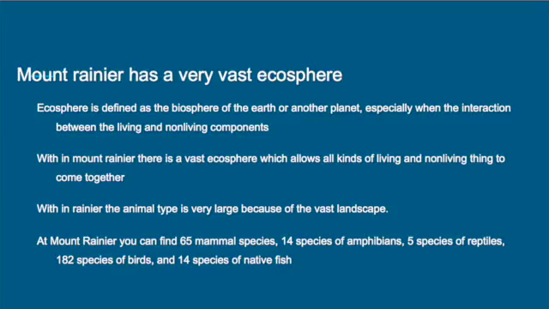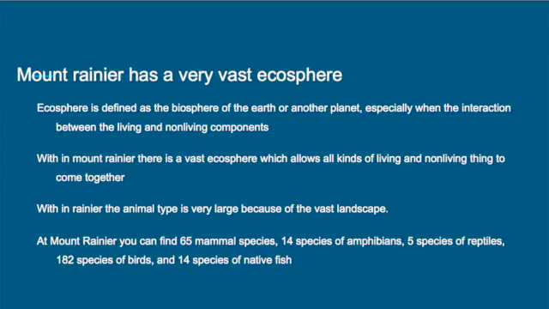Hi, my name is Trevor Henry, and I will be talking to you about the ecosphere of Mount Rainier. The ecosphere is defined as the biosphere of the Earth and other planets, especially when the interaction between the living and non-living components come together. Within Mount Rainier, there is a very vast ecosphere which allows all kinds of living and non-living to come together.